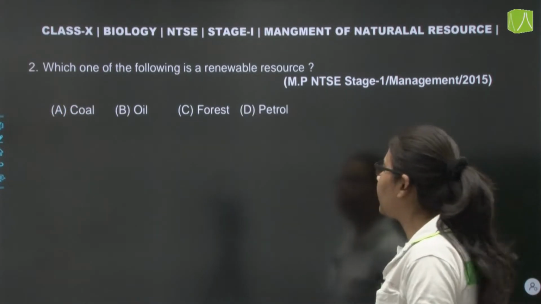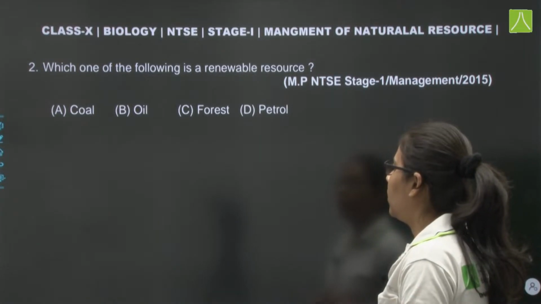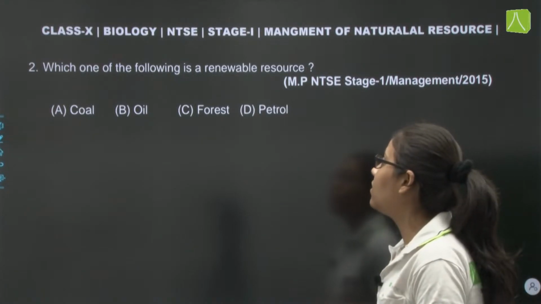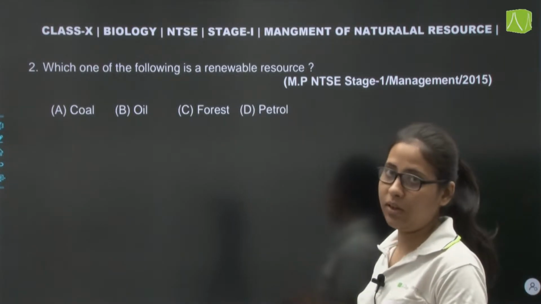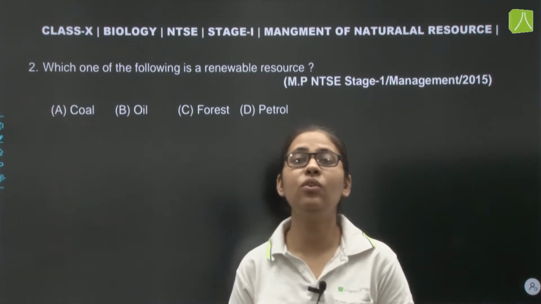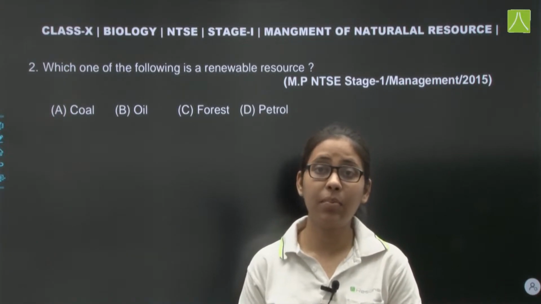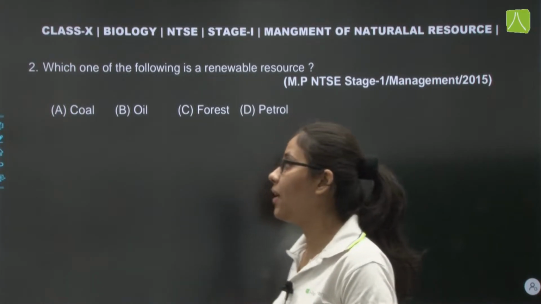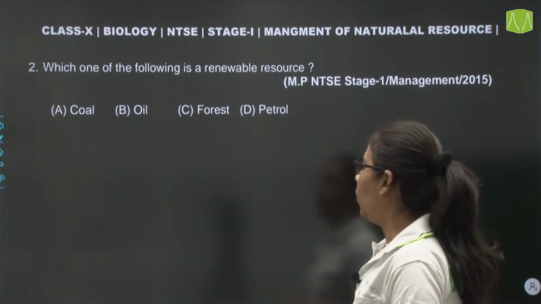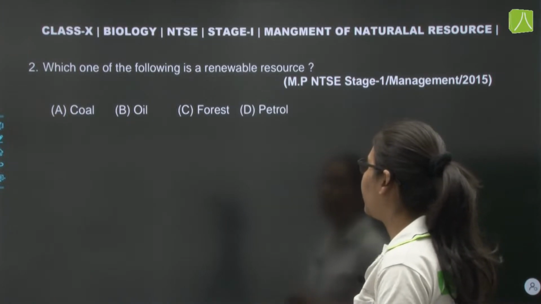Next question. Which one of the following is a renewable resource? Out of all these four options, we have to find which one is renewable resource. Renewable resource कौन सा होता है? Renewable resource which can renew easily, जो अपने आप को फिर से renew कर देता है, मतलब जो कभी खत्म नहीं होता. Let's check out the options. Coal, oil, forest और petrol.